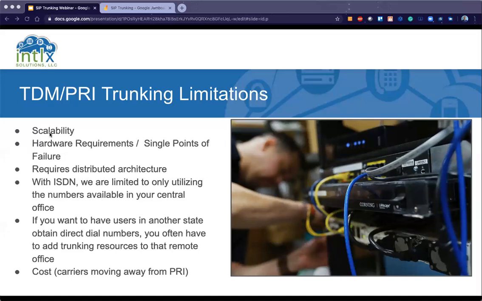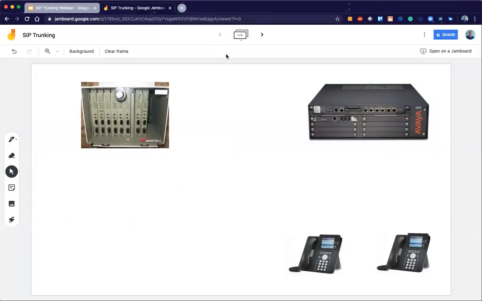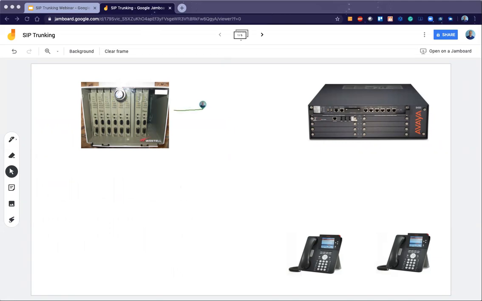So if you bear with me here, I'm going to flip over to a little live session that I want to chat about, covering a couple of the things we talked about with the TDM circuits. If you follow along with me here, we've got our smart jack over here on the left. When we want to add capacity, we order a circuit from our carrier, and that gives us the ability to make 24 calls, technically 23 if it's an ISDN PRI.